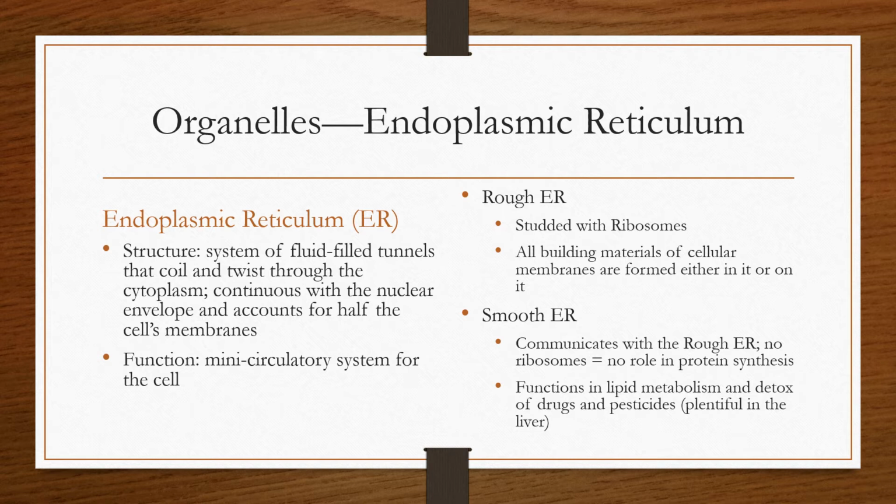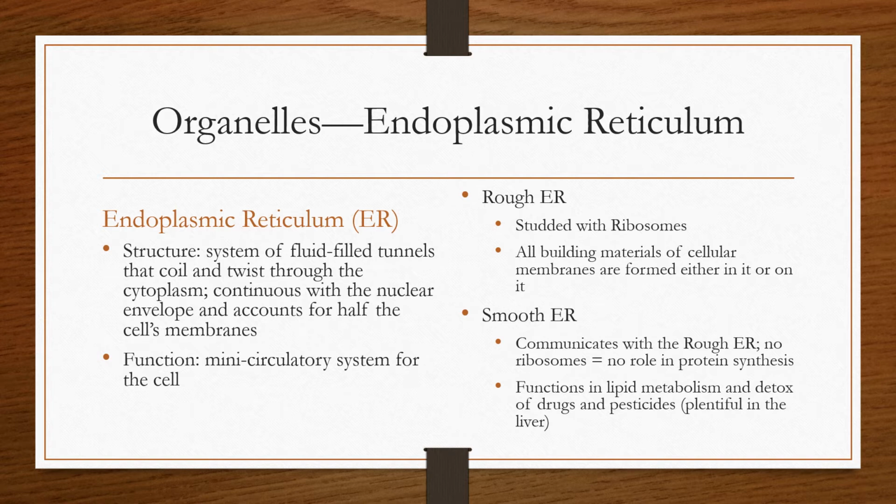There's a rough ER and a smooth ER. The rough ER is the one that is studded with those ribosomes. All building materials of cellular membranes are formed either in it or on it. The smooth ER communicates with the rough ER, doesn't have any ribosomes, so it has no role in protein synthesis. It functions in lipid metabolism and detoxification of drugs and pesticides. These would be plentiful somewhere like the liver that is charged in our body with detoxification and metabolism. So it carries substances, primarily proteins, from one part of the cell to another.